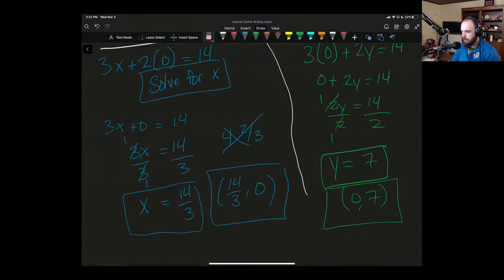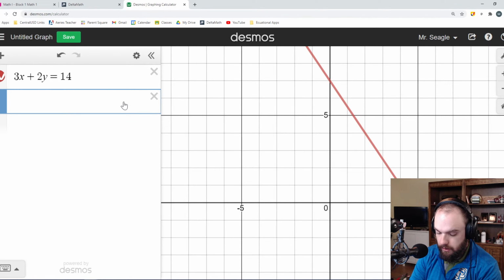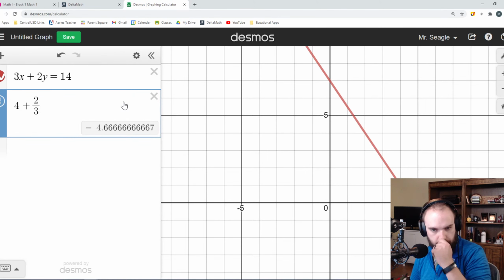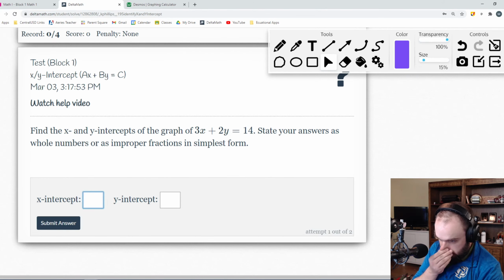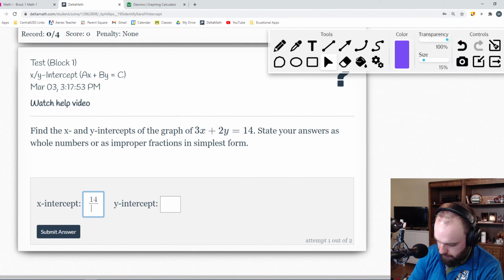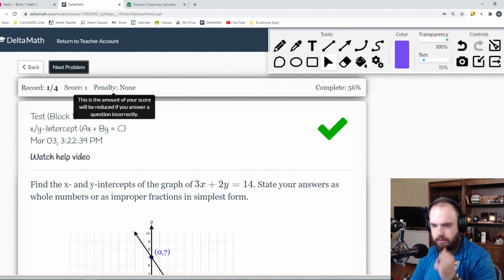We had 4 and 2/3, which is what we said. Remember, we simplified it. That would be the decimal version of 4 and 2/3, right? So 4 plus 2/3, same thing. Okay, it's just written in decimal form. All right, so that's the first problem. We're only going to do 2 of these, so let's go ahead and do this. We said that our x-intercept was going to be 14 divided by 3. Our y-intercept was going to be 7. Go and hit submit answer, and voila. All right, so there's number 1 done.